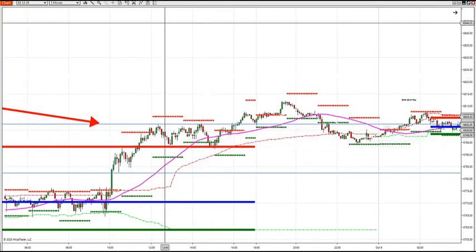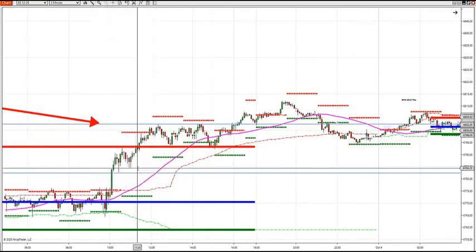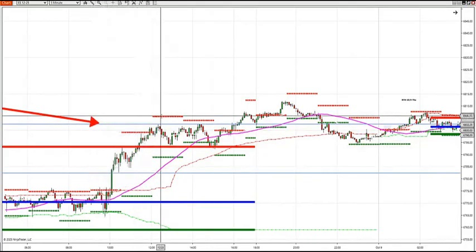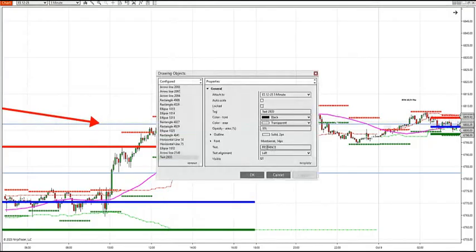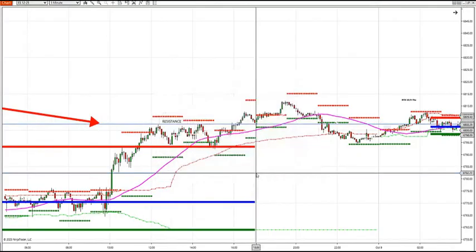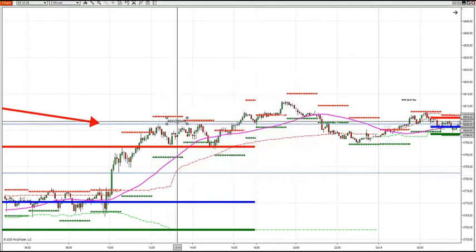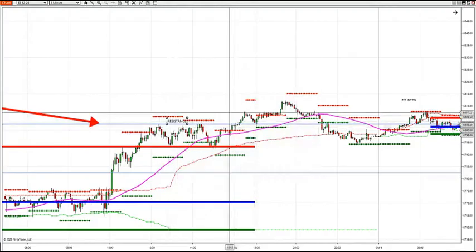Now, old resistance becomes new support on these market profile levels. So this is resistance. And this is how you find the wrongly positioned traders, because these buy stops will start cranking in. So that was resistance, and this was resistance, which becomes new support.